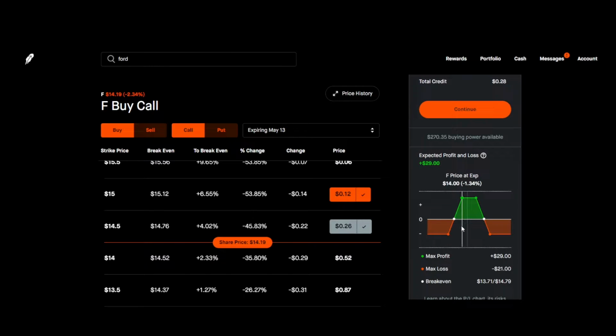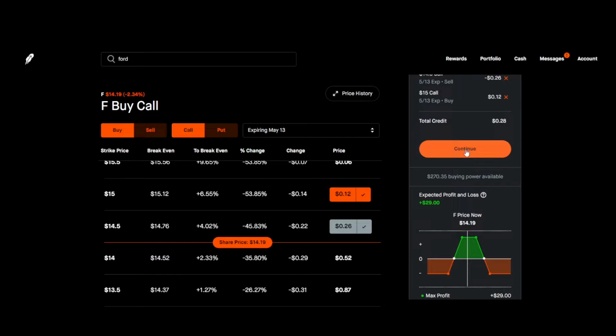So you can see your max profit, and then you can see that as long as Ford only trades sideways, because Ford's trading right here right now, as long as Ford trades sideways, it'll stay just in the zone and our profit will be there. And if it falls out of it, our max loss is cut, so we're not going to lose tremendous amounts of money. If you think that $29 isn't enough, you can come over here and we can actually increase that.